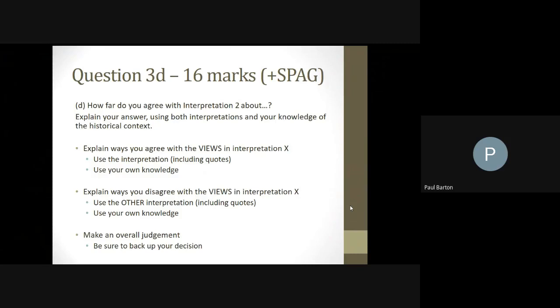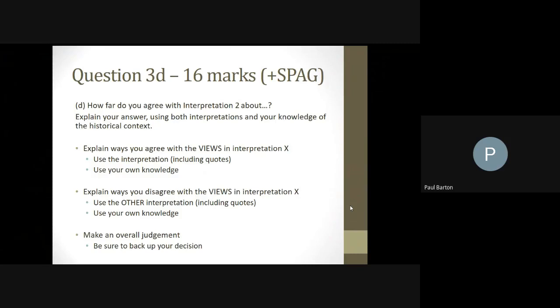So you can say, on the other hand, I could also disagree with, or some might disagree with, the views in interpretation 2. And then you're going to show the ways in which some of the views in interpretation 2, or 1, whichever one was in the question, might be wrong, might be inaccurate, or you could challenge them. Now, to do this, you are going to use the other interpretation.